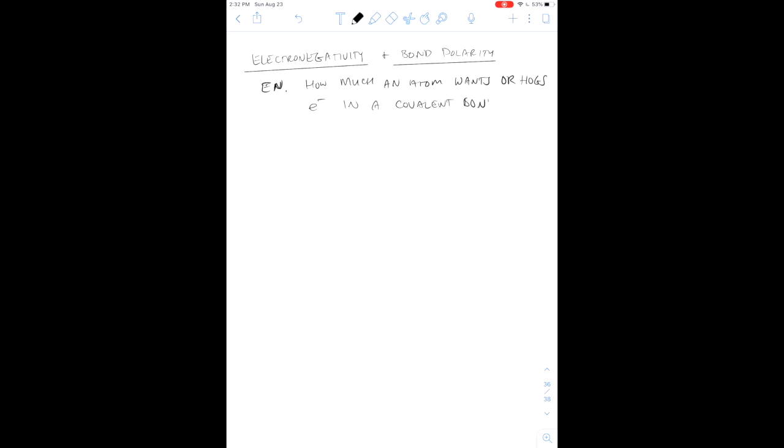And this inherently affects the bond polarity. Okay, so remember that electronegativity's trend is up and to the right on the periodic table. It increases in electronegativity, right? So why do we care? Well, because I told you so, but also because let's take a look at this molecule right here.